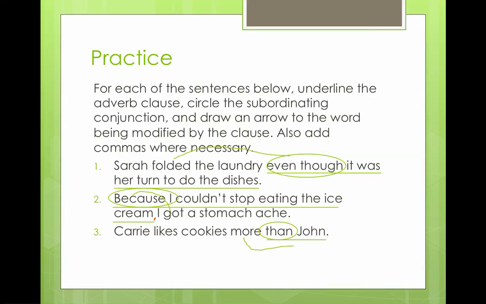Now, how we complete the clause here depends on the meaning of the sentence. And there's really 2 ways we could write this sentence. It could say Carrie likes cookies more than she likes John, which may be true, or maybe, probably more likely, hopefully for John, it's that Carrie likes cookies more than John likes cookies. So if the meaning is at all going to be unclear, you really should complete that clause to make sure that your readers understand what it is you're trying to say.